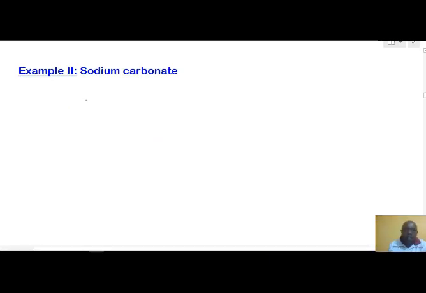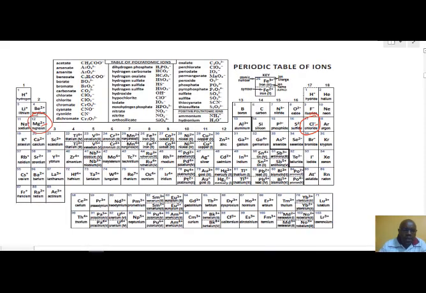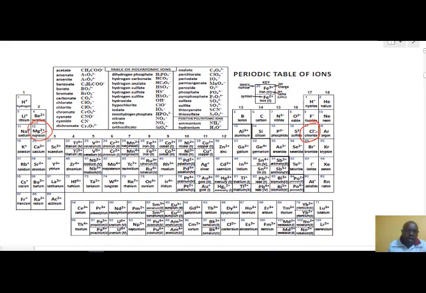In the second example, we write the formula of sodium carbonate. In the first step, we write the cation and the radical present. The cation present is Na. The radical present is CO3. Next, after that, we refer to the periodic table of ions, where we get sodium has a charge of +1 and the carbonate has a charge of -2.